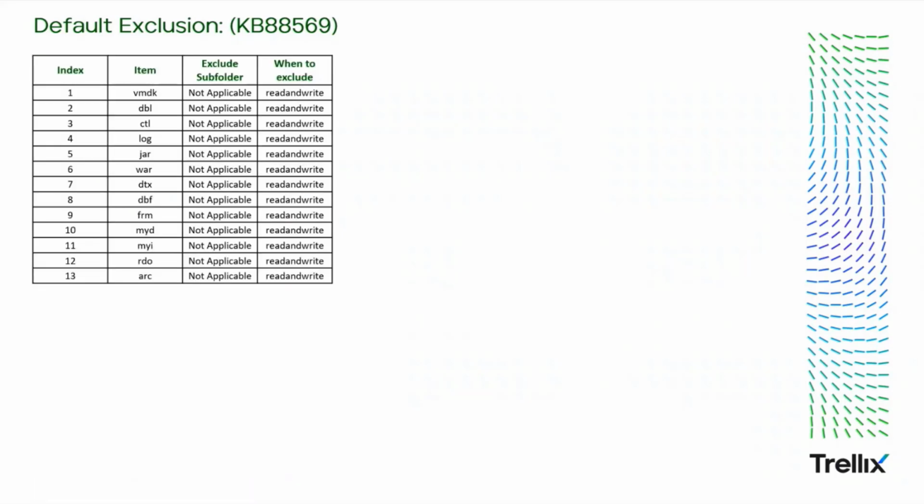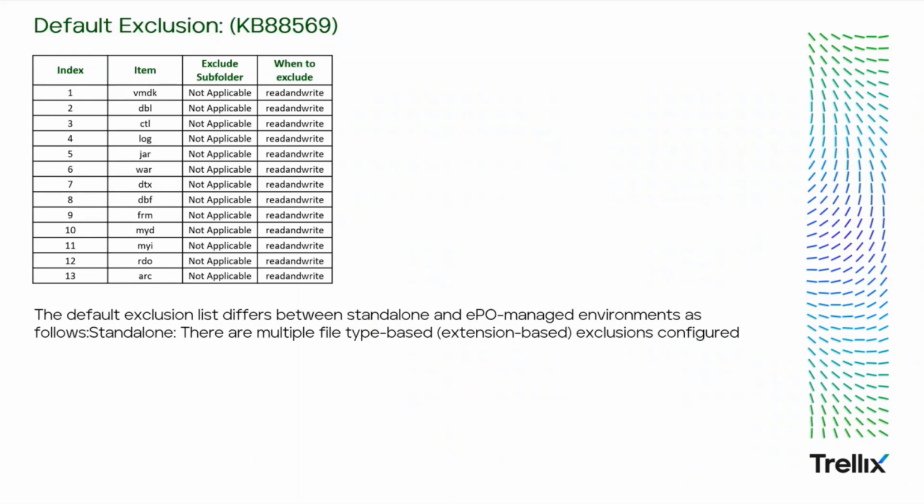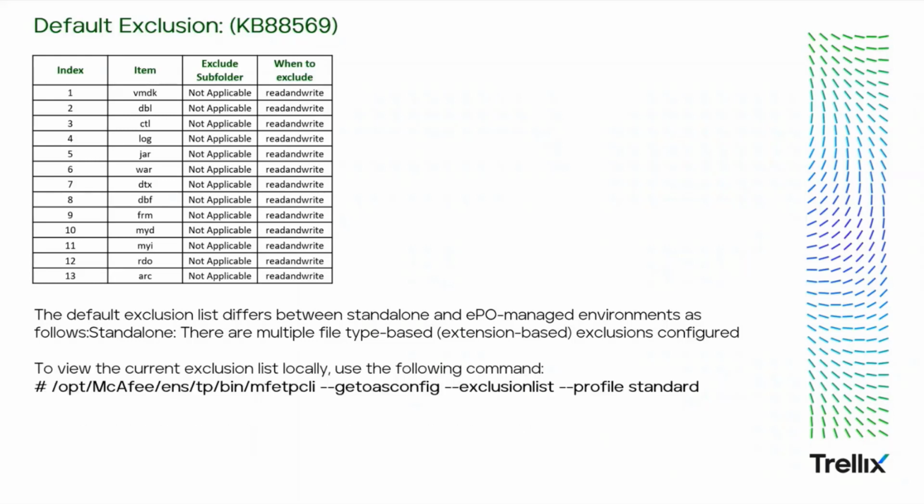For Endpoint Security in Linux machines, we have 13 different extension-based exclusions in the on-access scan policy. We have bundled these exclusions in the endpoint standalone package. Post-installation of endpoint, these exclusions will become effective if the on-access scan is enabled and compliant. You could run the command on the screen to verify whether the exclusions are in place or not.